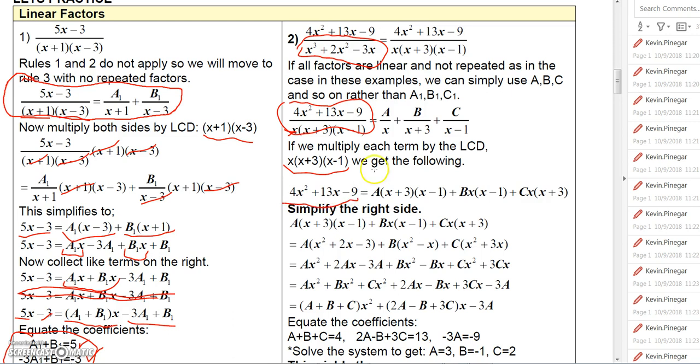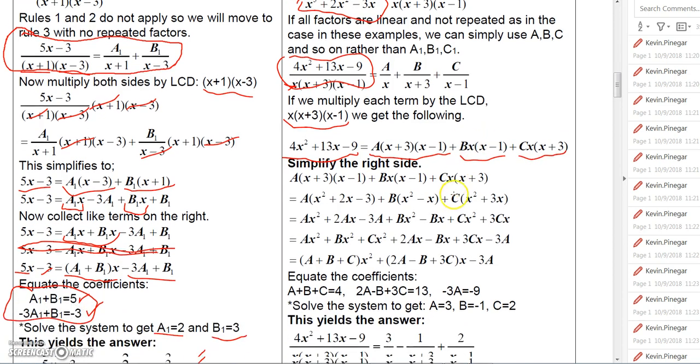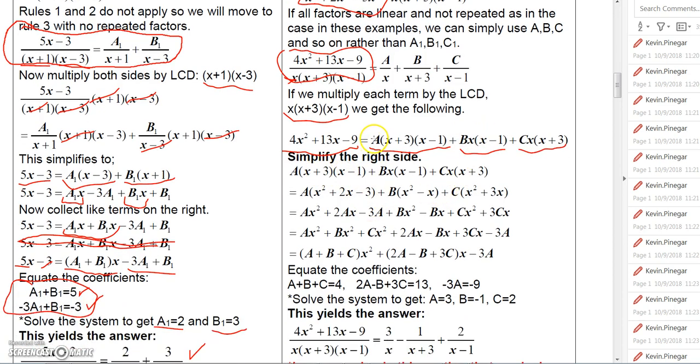Okay. Now if I multiply each one of these fractions over here by the LCD, each time one of the factors will cancel, I'll be left with the other two. So when I multiply the first term, I'll have a times x plus 3 times x minus 1. The second term, I'll have b times x minus 1. If I multiply the third term, I'll get c times x plus 3. Now, I'll leave you to do the algebra here.